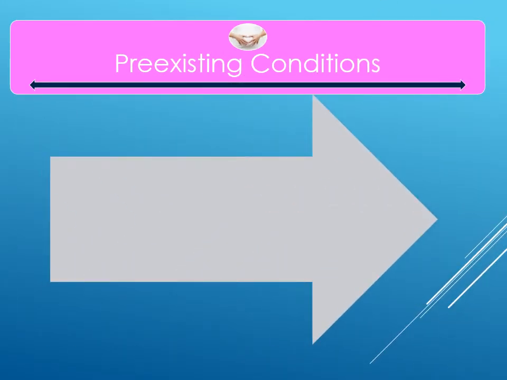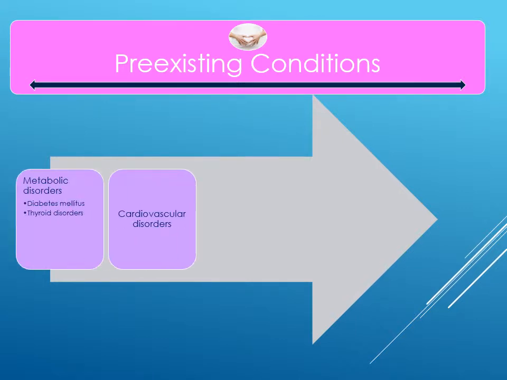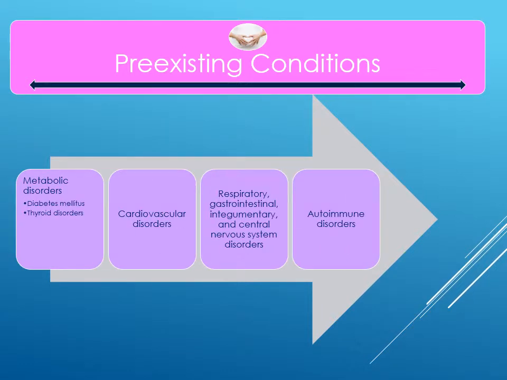For most, pregnancy is a normal, happy occurrence, but for some women, pregnancy presents a significant risk to both mother and fetus based on pre-existing conditions. This lesson focuses on the pre-existing conditions that increase risk for both mother and baby. Pre-existing conditions include metabolic disorders, which include diabetes mellitus and thyroid disorders, cardiovascular disorders, respiratory, gastrointestinal, integumentary, and central nervous system disorders, autoimmune disorders, and substance abuse.